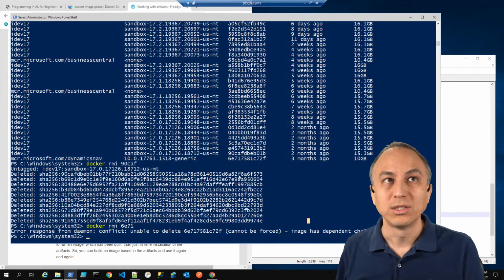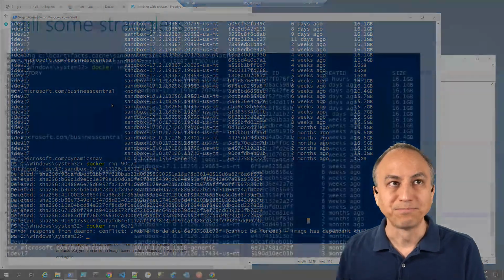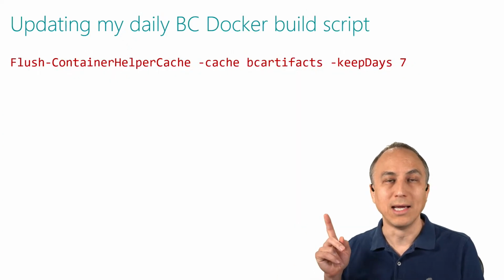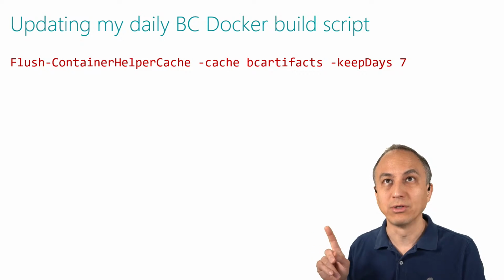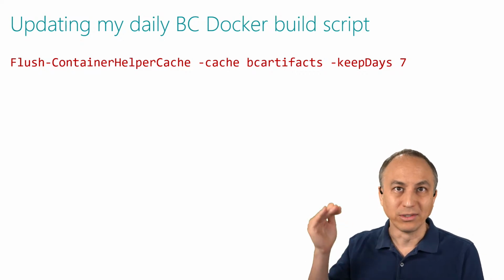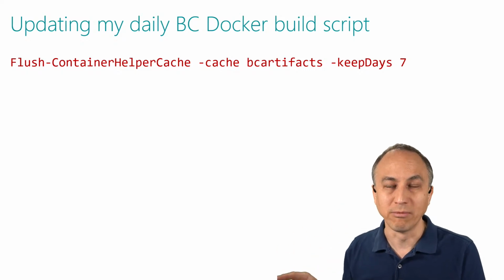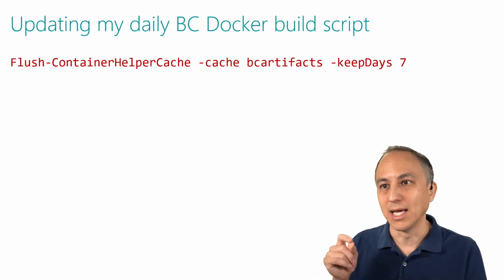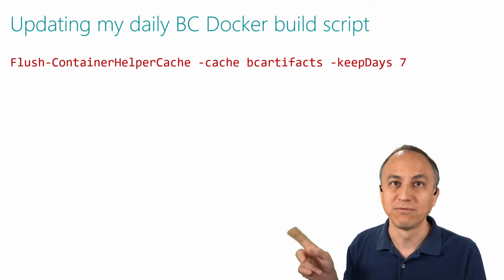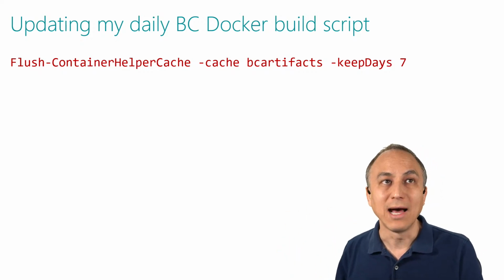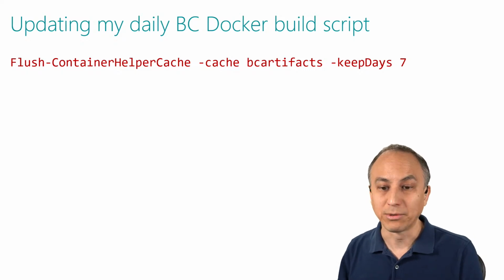But what I'm going to do now is I'm going to update my daily container build script to add this in there after I manually clean up these really old ones and see if that keeps my images from piling up. I may be doing something that is preventing this ContainerHelperCache flush from working properly. So anyway, I'm going to look into that. I'm going to add that to my daily build process and try to have some automated housekeeping.